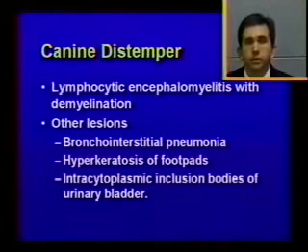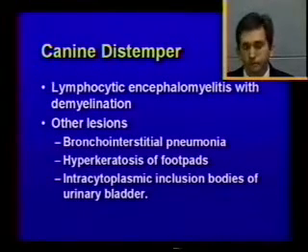Diagnostically, really the best tissue that we have to evaluate to determine if a dog is infected with canine distemper virus is the urinary bladder. So if you had to submit one tissue to rule out the infection of canine distemper virus, it would be the urinary bladder, because the pathologist then would be able to look at this tissue and identify the inclusion bodies in the epithelium of the bladder.